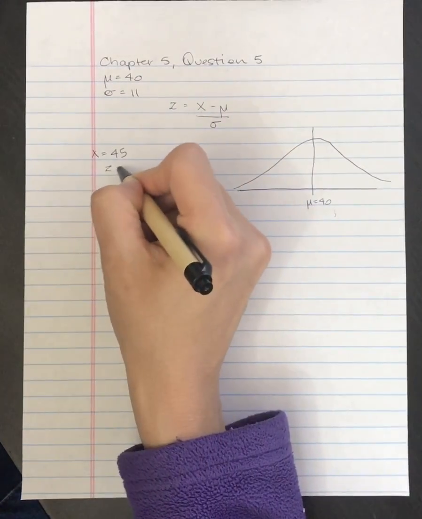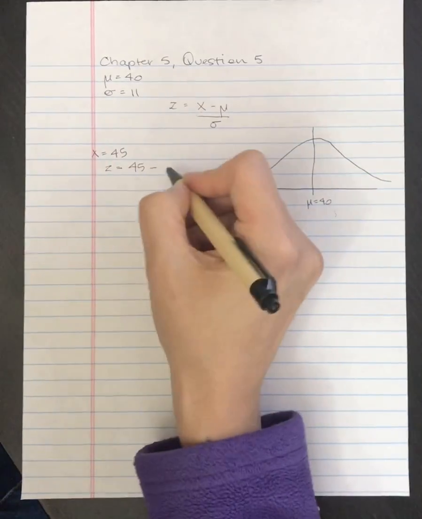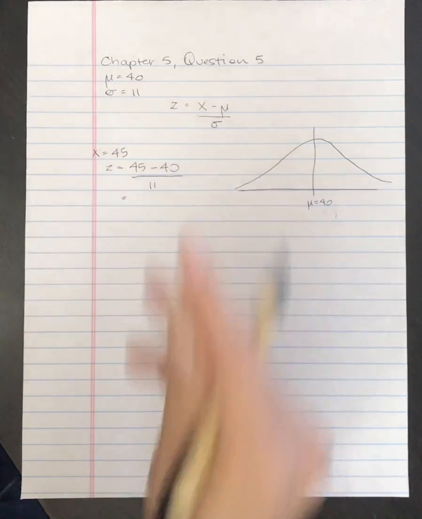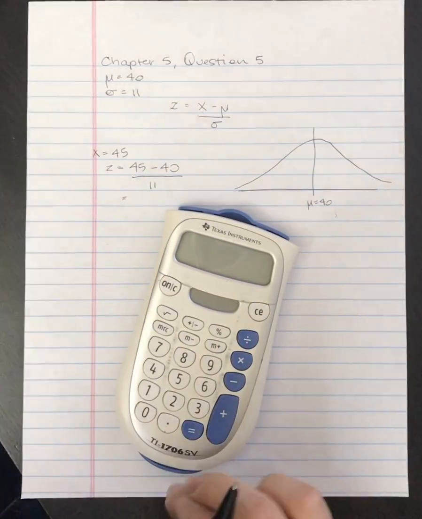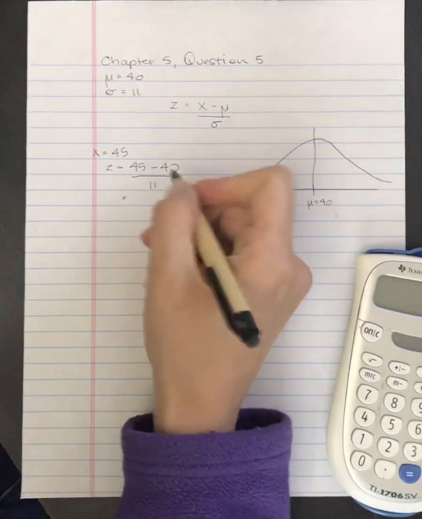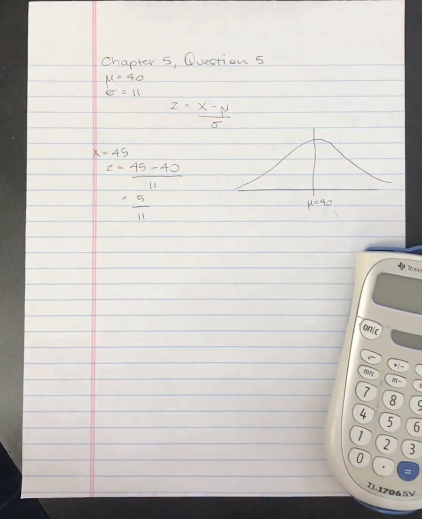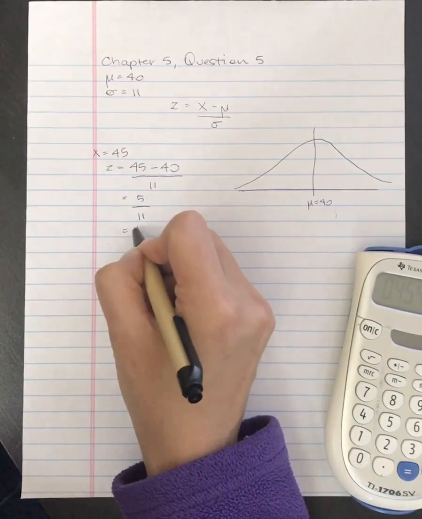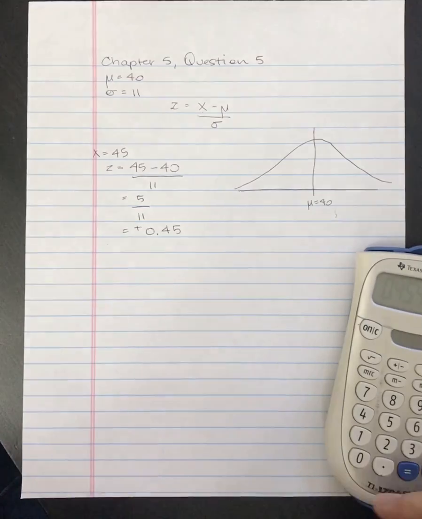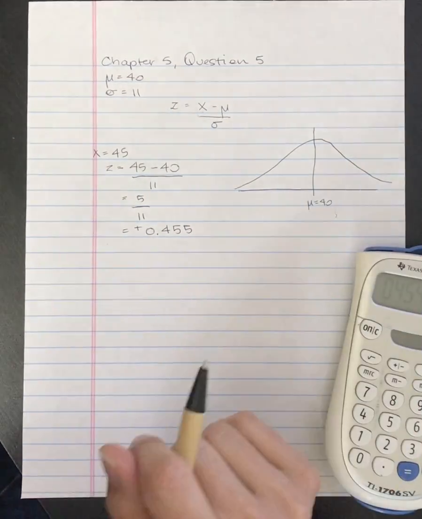So Z equals X, which is 45, minus 40, divided by 11. So let me get out my calculator here. We'll do 45 minus 40. That's 5 on top, divided by 11. And that gives us positive 0.45 repeating. Let's give it another digit. So it's 0.454545 repeating.